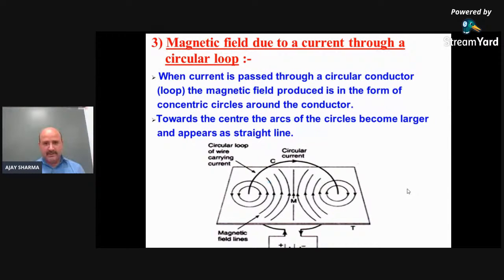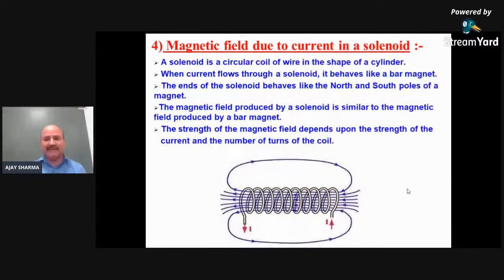and at the center of this circular loop you will find that the lines are almost straight. So it is very, very important. You can see the second point here, that towards the center of the arc of the circle, it becomes larger and appears as a straight line. Let us move to the next slide now.